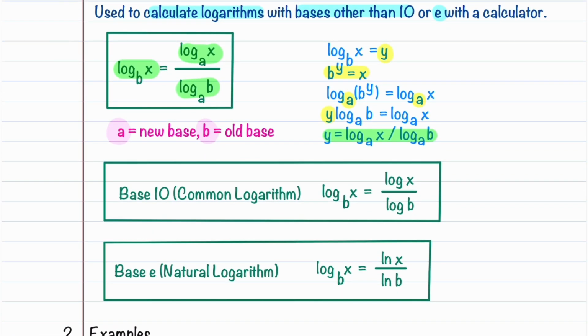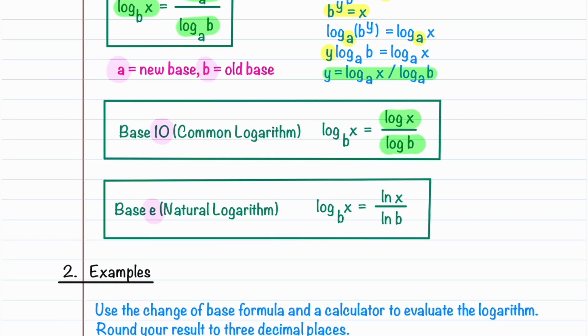In practice, this new base a will often be 10 or e, so I've written down our formula in terms of these bases. Log base b of x is log x divided by log b, or you can write it as natural log x divided by natural log b.